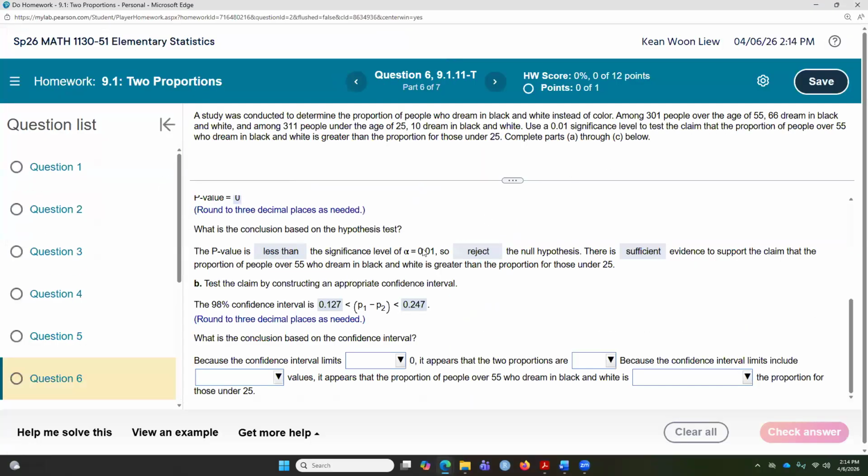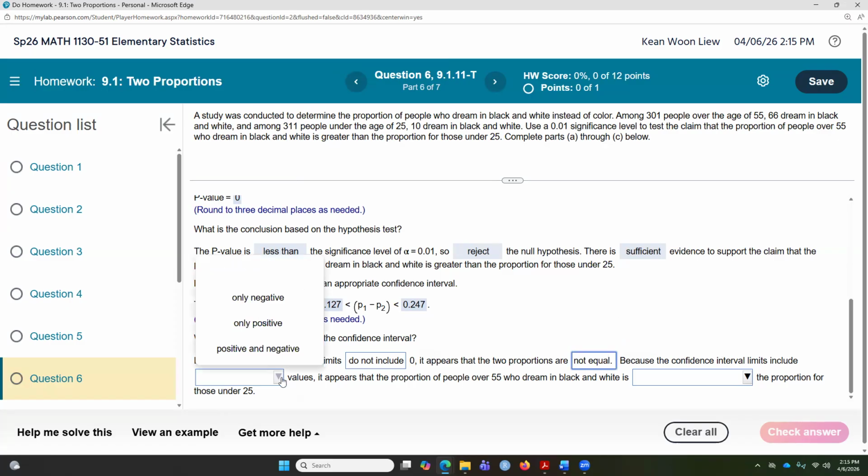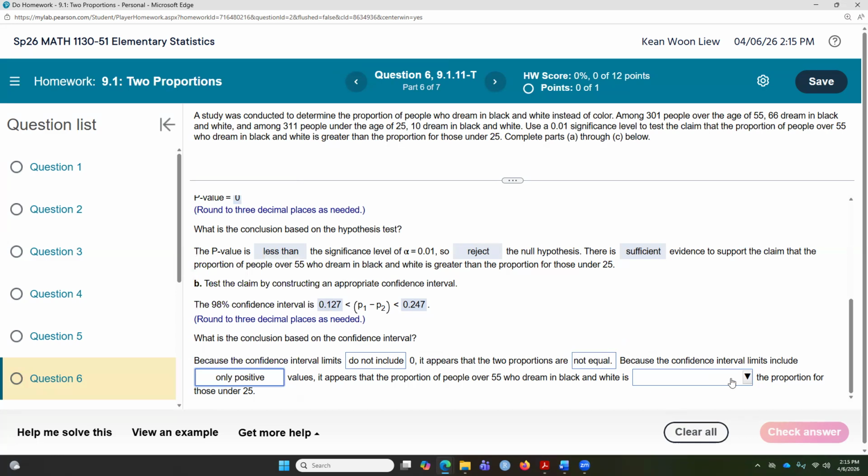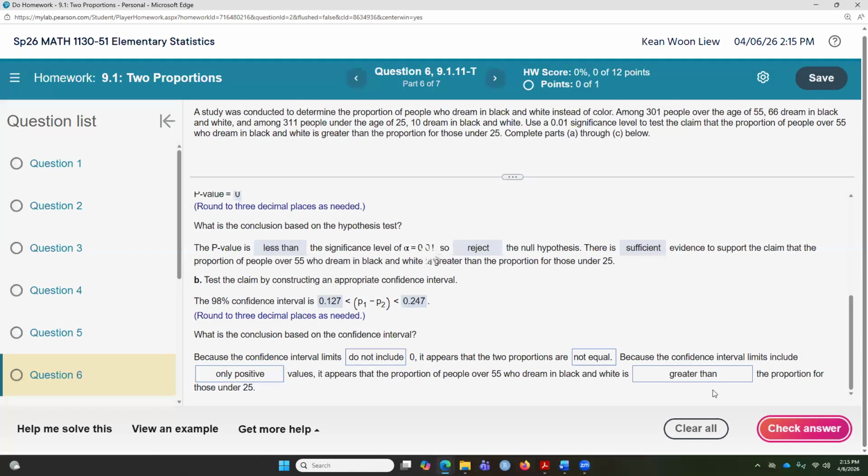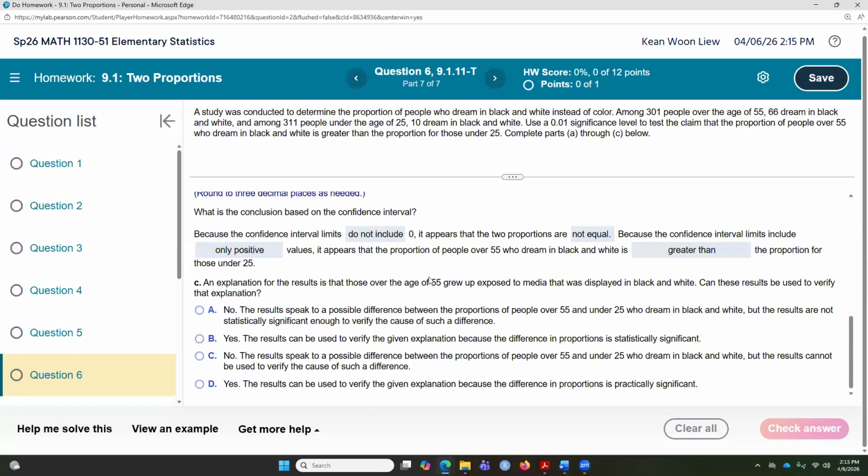We use StatCrunch. And then to make a conclusion, you look at your signs. These 2 signs are positive, so that means it does not include 0. If it includes 0, it means the lower is negative and the upper is positive, and then you can tell that these are not equal. Because the confidence limit includes only positive values, we can say that because positive means greater, P1, which is those people who are 55 and older, is greater than P2. So this is how we do this question, and then you can answer the rest.